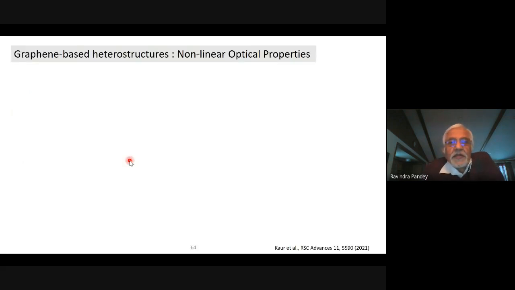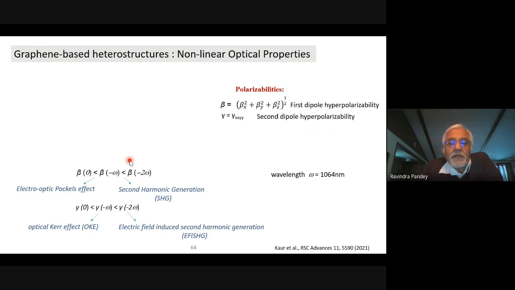So for the next 5 minutes, let me look into these non-linear optical properties. As I said earlier, we are now looking at the beta or gamma polarizability. Beta with respect to the frequency relates to the so-called electro-optic Pockels effect, and beta at 2 omega is our second harmonic generation. Similarly, gamma is the optical Kerr effect, or gamma at 2 omega is our E-FISH-G experiments. So there is a one-to-one relationship between these microscopic properties and macroscopic signatures for NLO applications.